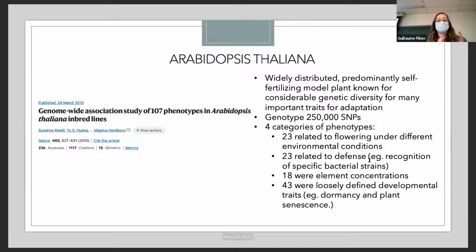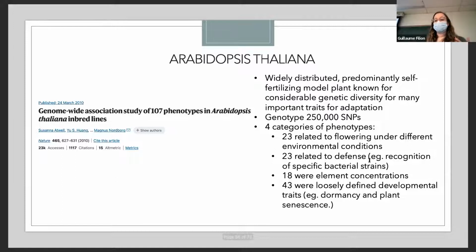It looked at Arabidopsis, and this is an important model. You might have heard of this model organism already, but it is important because it is widely distributed, predominantly self-fertilizing, and has lots of genetic diversity, and it has important traits for adaptation. So it's often used as a model to study these. They genotyped 250,000 SNPs, and they looked at 107 phenotypes, which is huge. This was a big paper.